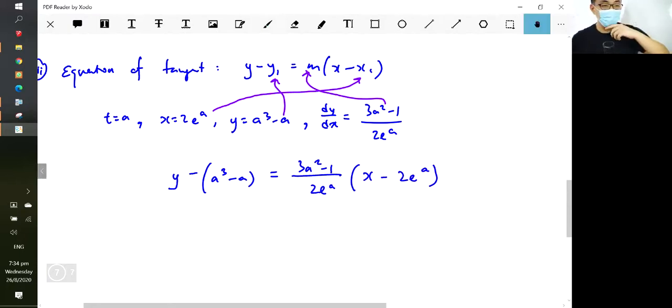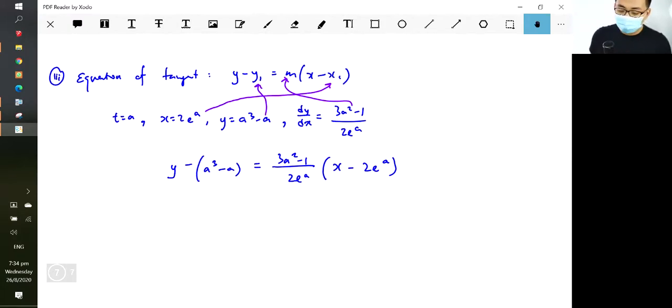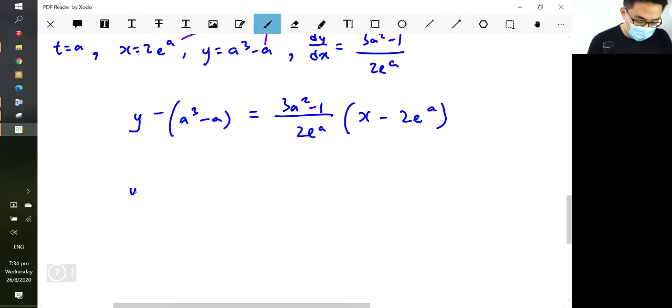All right, that's the equation of tangent. Oh, the answer is not given, huh? Yeah, but we're going to use the equation of tangent to find it. This is the equation of tangent. You don't need to expand. You can just leave it like that. It's fine. But if you want to expand, you also can.